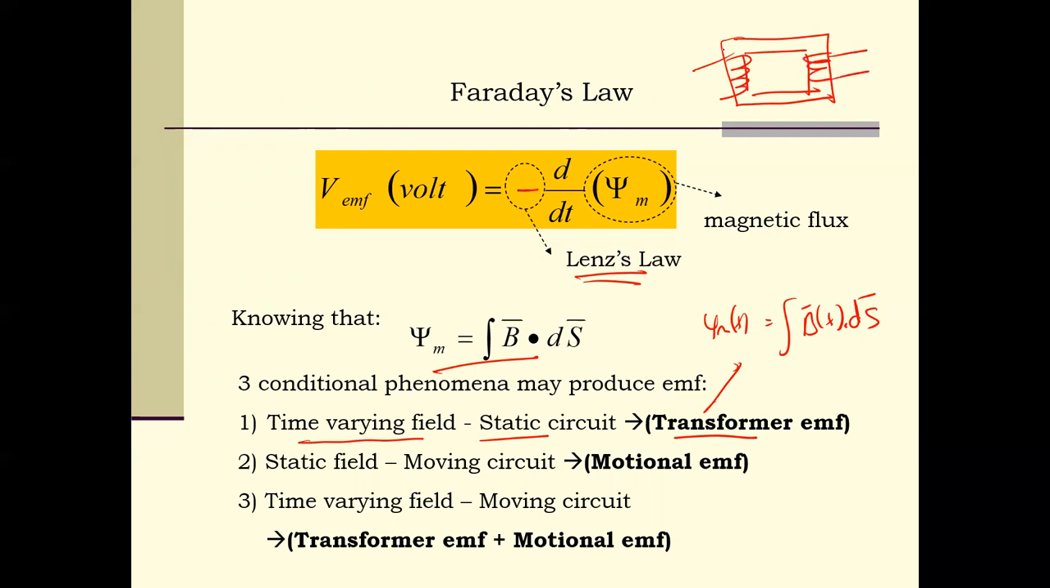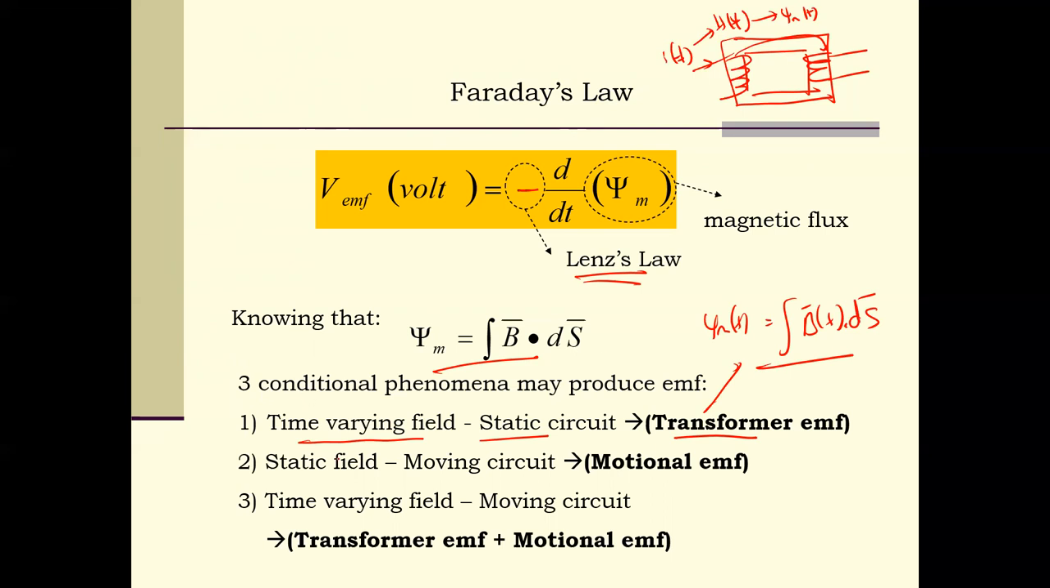So note that the circuit is not moving, it's static, but the field or the current must be time varying. From a time-varying current, we are going to produce a time-varying field, and subsequently the flux will be time varying. So the flux will then be linked to the secondary winding, and the induced current will be produced in the secondary winding. So this is the basic principle of transformer EMF. Right, so that should be the first.